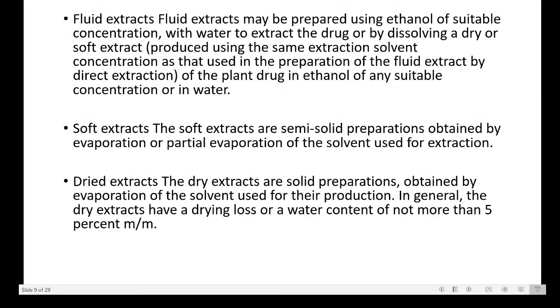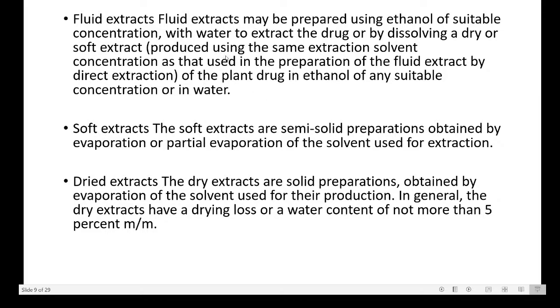extract the phytoconstituents, we can extract the sugar, we can extract the protein. It is a many-step process. In the extraction process we have fluid extraction, soft extraction, and dried extraction. In fluid extraction we are going to use ethanol. For various plants we can select various concentrations of ethanol with water. This is the normal extraction.